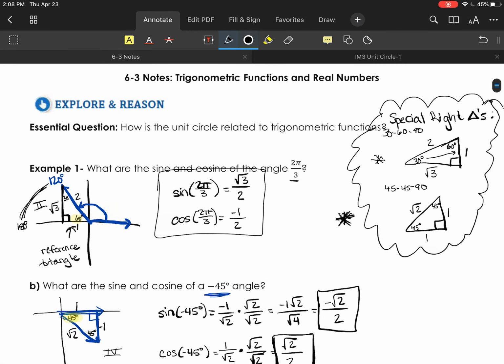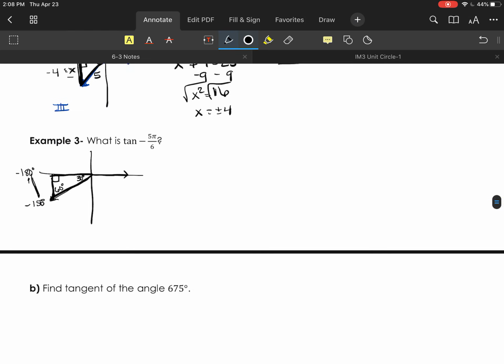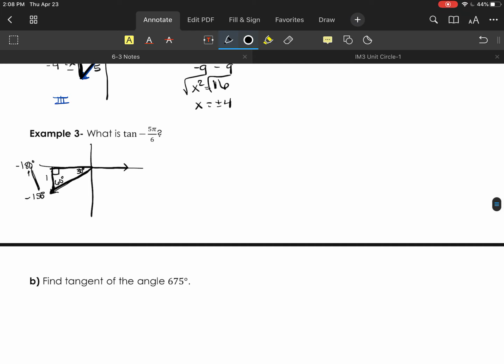So if you look back up at your special right triangles, across from 30 degrees is the 1, and your hypotenuse is 2. So I'm going to fill that into the picture. Across from 30, I have 1. Across from 60, I have radical 3. And across from my right angle, my hypotenuse would be 2.